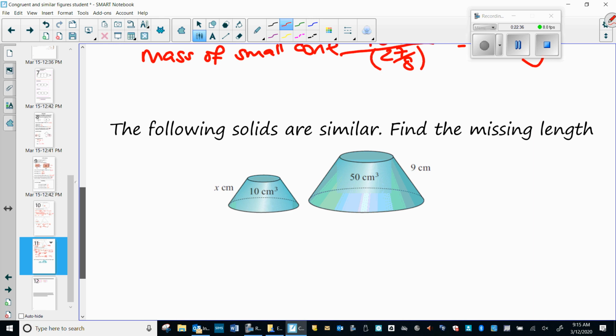These are similar solids. We need to find the missing link. What information have they given us for both shapes? Volume. So what are we able to establish? K cubed. So we would say that K cubed, Natanya, is what? 50 over 10. Lovely. I'm hoping you are all able to simplify that very quickly. What's that?